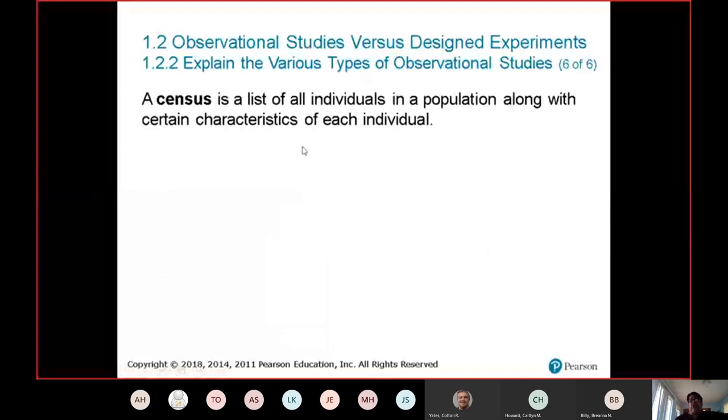Census. Go ahead and write census down, because census is very important for you on a standardized test. But everybody in the room should know what a census is, especially now, because I did mine the other day. Hopefully you've done yours. It only takes a few minutes to do it over the phone or the computer.